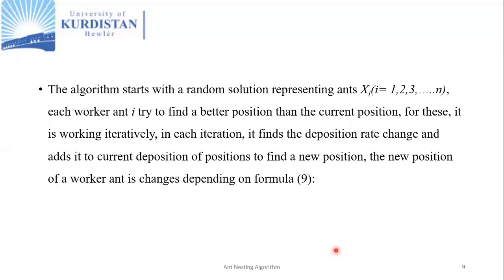Now, the algorithm starts with an initial process, in which we have a number of ants, each one of them is an agent, and iteratively it finds the deposition rate and adds it to the current deposition position to find a new solution. So a new solution can be found by formula 9.